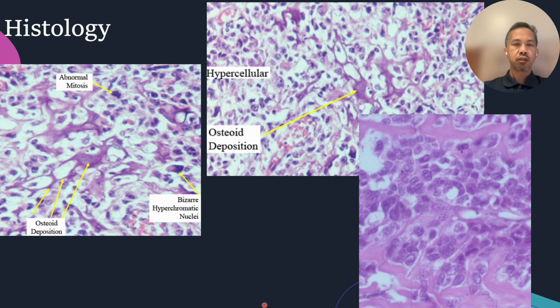In its histology, there is noted osteoid deposition in a lace-like arrangement. This one, okay? A typical appearance of osteoid distribution in osteosarcomas. Others, we have presence of different stages of mitosis, and others are hypercellularity.